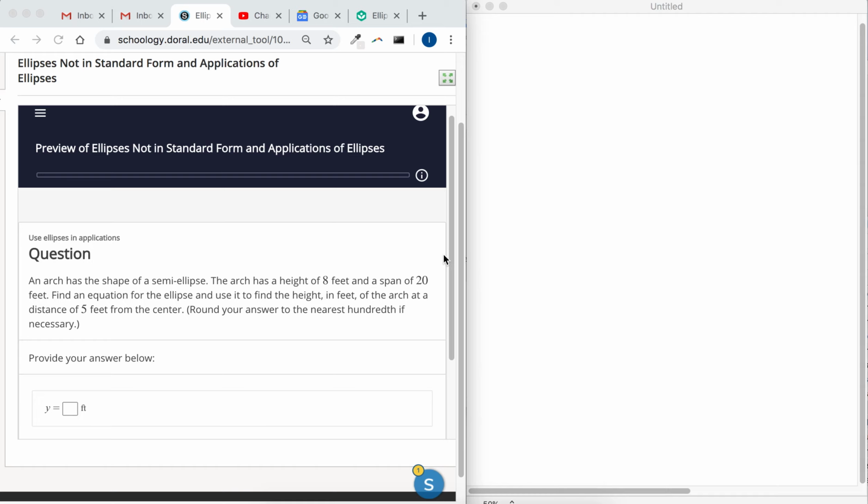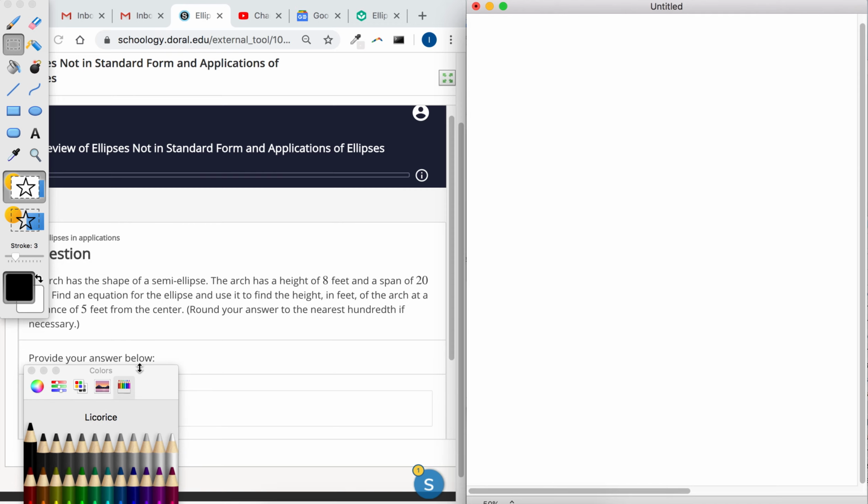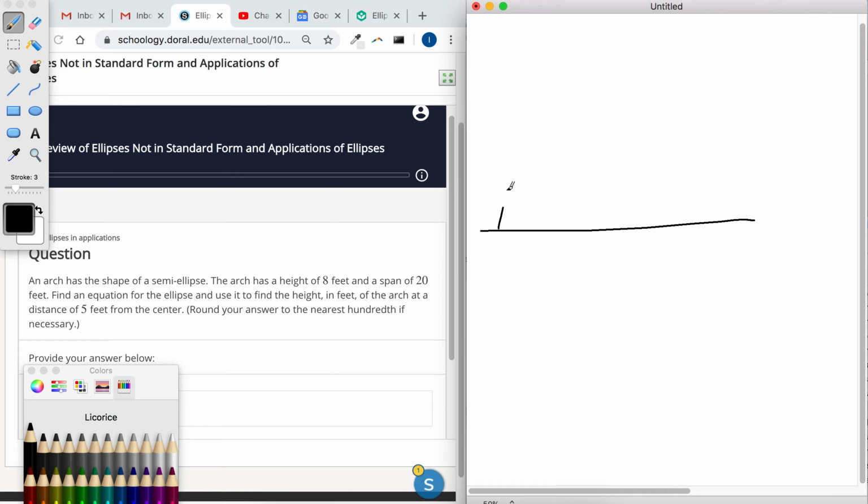The arch has the shape of a semi-ellipse. It's got a height of 8 and a span of 20 feet. So let's just make a quick drawing. It's longer than it is wide. Well, that's a terrible ellipse. That's still bad, but it's better.